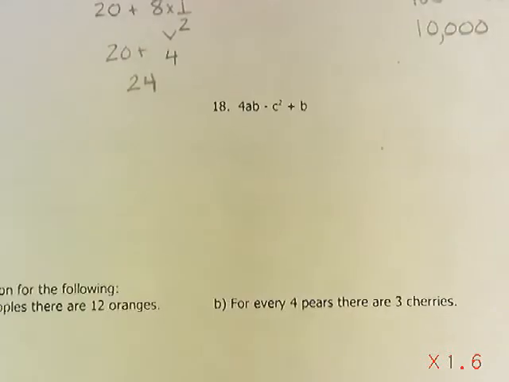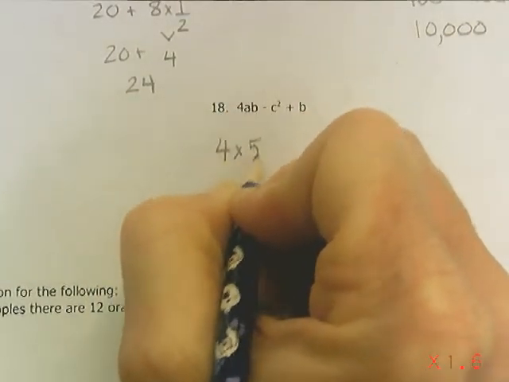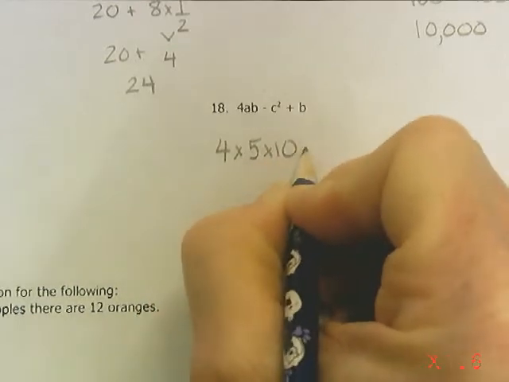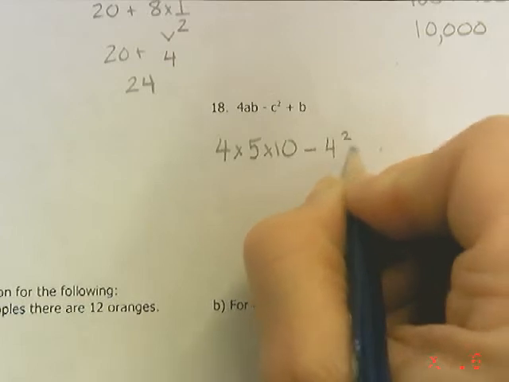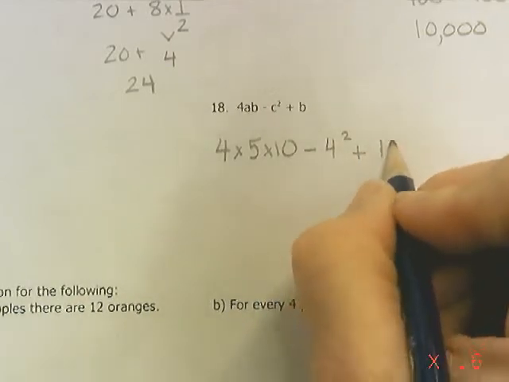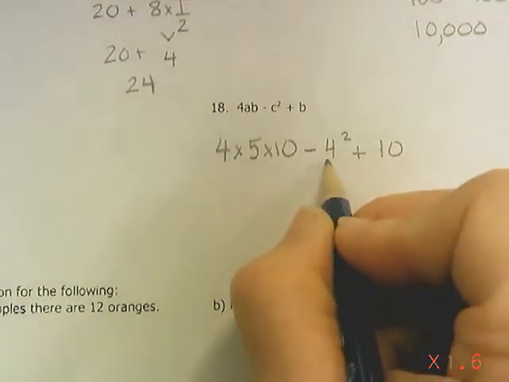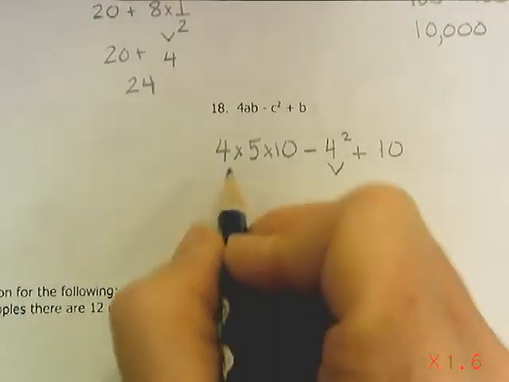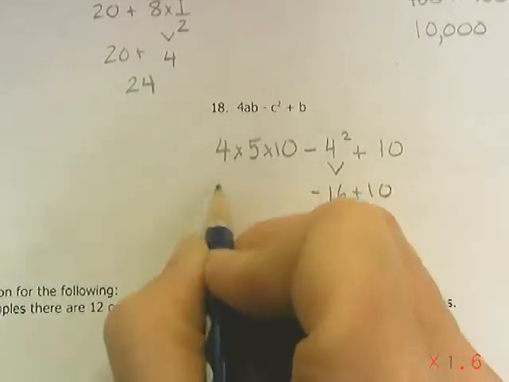Number 18, 4 times A times B. So that's 4 times 5 times 10 minus C is 4, so 4 to the 2nd power plus B, which is 10. So we're going to simplify our exponent first. 4 times 4, or 4 to the 2nd power, that's 16. And bring everything else down.